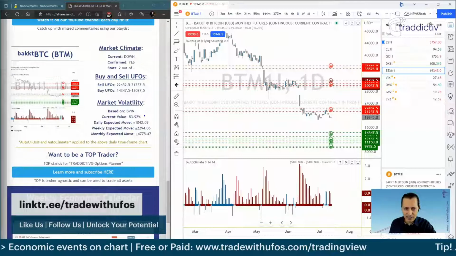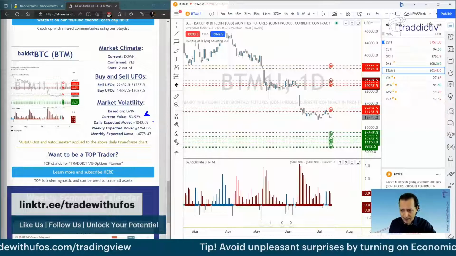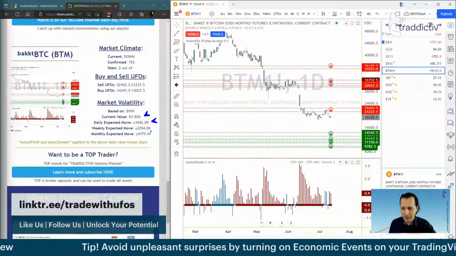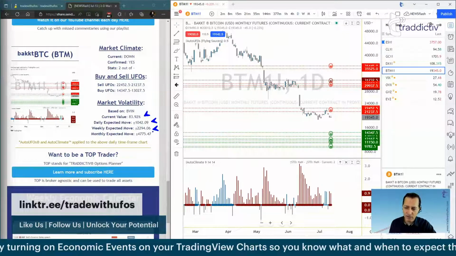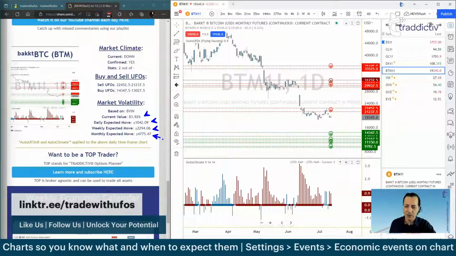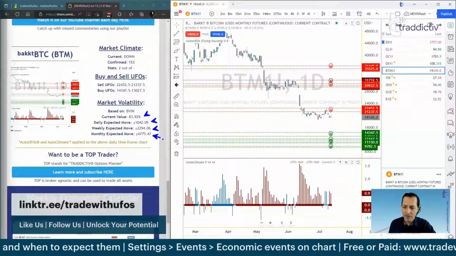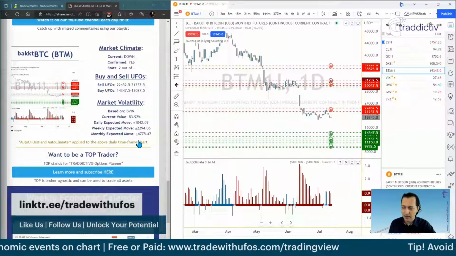Speed of movement expected to be at a rate of 83.92%. That is 1,000 plus points a day, either up or down, 2,294 points a week, either up or down, 4,775 points a month, either up or down. That's the expected speed of movement for Bitcoin.